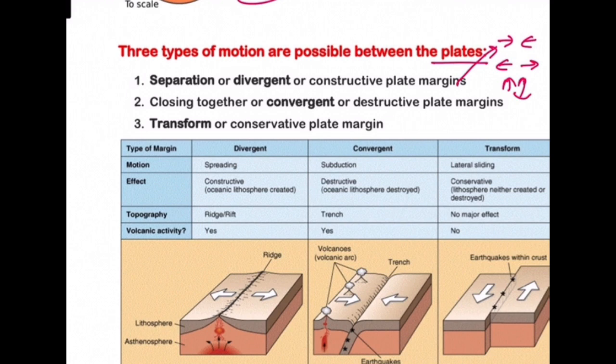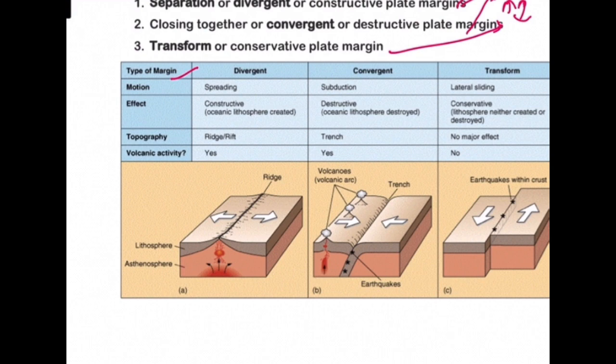Closing together, or convergent, or destructive plate margin. The second one is the transform or conservative plate margin. Now, types of margin and motion: divergent, convergent, and transform. The motion created by a divergent plate boundary is spreading. The plates are spreading away from each other.